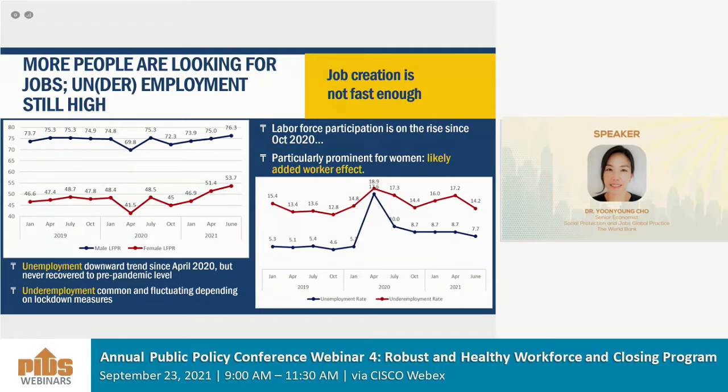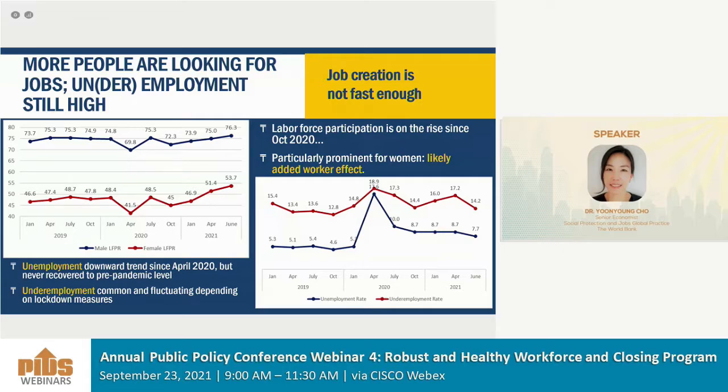Another COVID-19 impact on the labor market is that more people are looking for jobs. Unemployment and underemployment are still high. If you see the labor force participation rate, we see the dip during the peak COVID lockdown in April 2020, and it kind of returned in July, but it goes back down in October. Since then, it has been adjusting in the labor market.